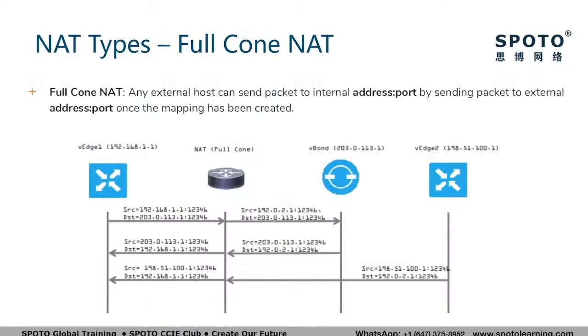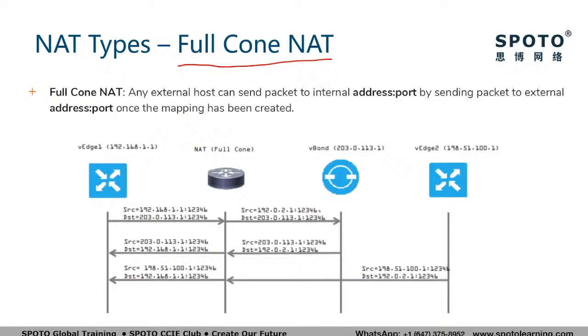For the NAT types, there are four of them. The first one is full-cone NAT. It's so an external host can send packet to internal address and port by sending packet to external address and port once the mapping has been created.